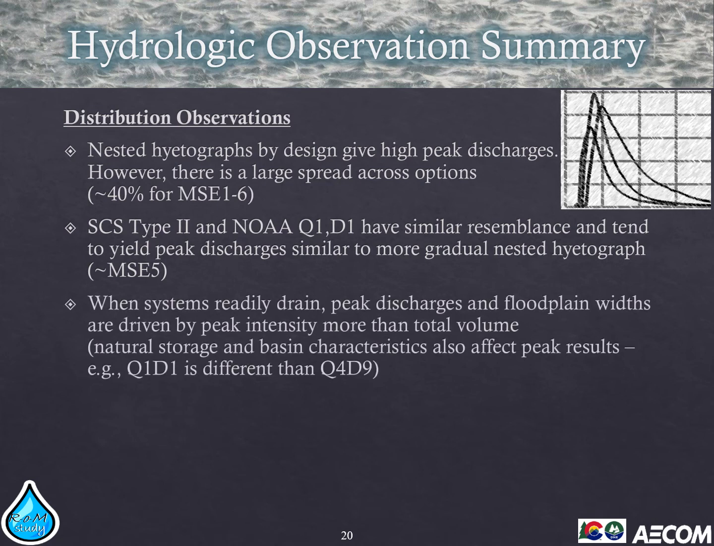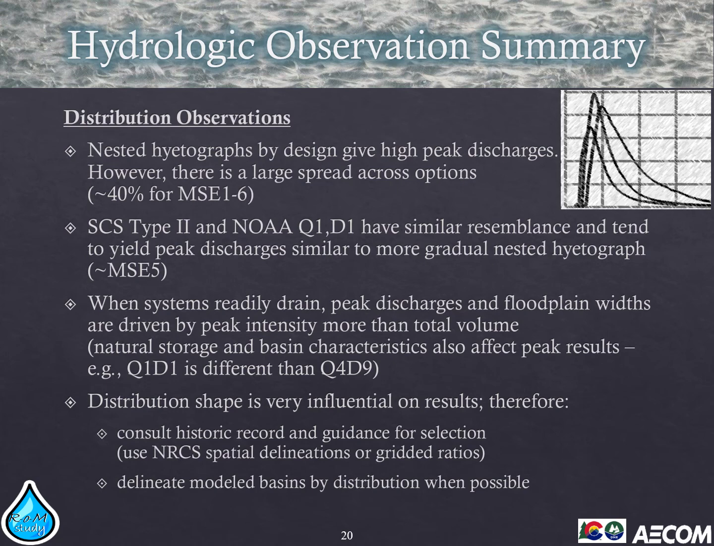And when a system readily drains, the peak discharges in the floodplain are going to be driven by the peak intensity more than the total volume or the total depth that's applied. Also, this will be drastically affected by natural storage. Even if you have a drastic Quartile 1, Decile 1, or Quartile 4, Decile 9, the degree to which there's natural storage there will actually offset the peak discharges still.